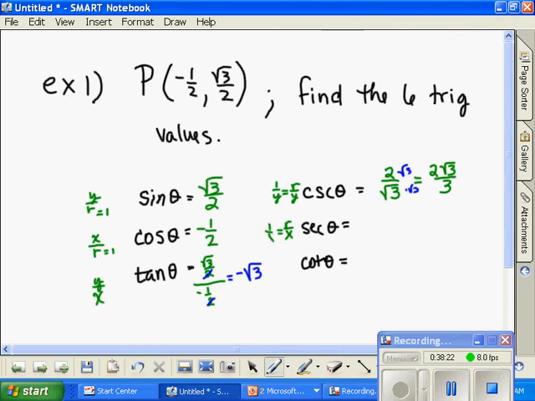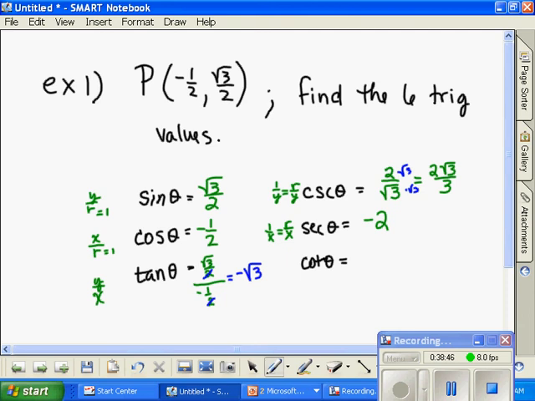Secant theta, what is that definition? R over x, which if I'm on the unit circle is 1 over x. So instead of actually putting 1 divided by x, just take the x value and flip it. So what do I get when I flip negative 1/2? Negative 2. Done. All right. So far, so good?